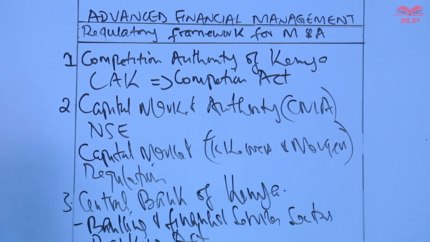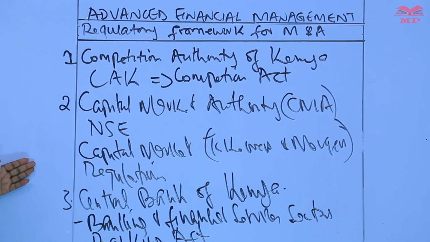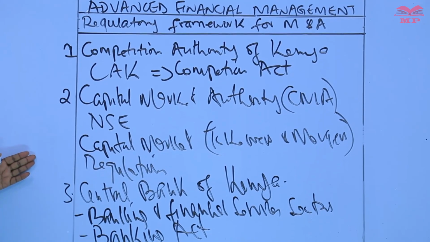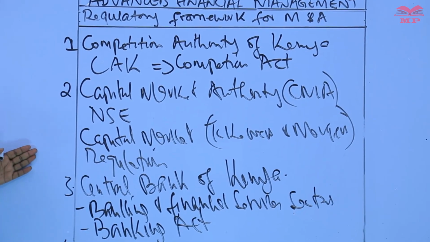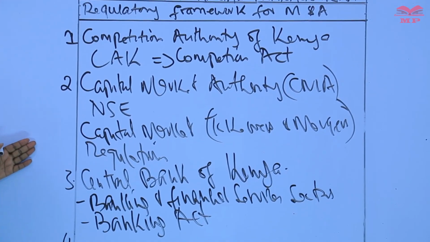Number 4, we are currently discussing the various bodies that regulate mergers and acquisitions. And the next one here is the Communications Authority of Kenya.